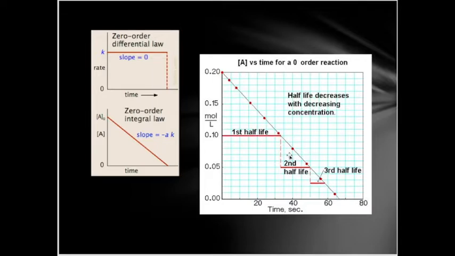So each successive half-life, going from first half-life to second, second to third, where again, half-life is the time required to cut the concentration in half. Again, each successive half-life is decreasing, it's getting cut in half. Okay, so that is only true for a 0-order reaction.